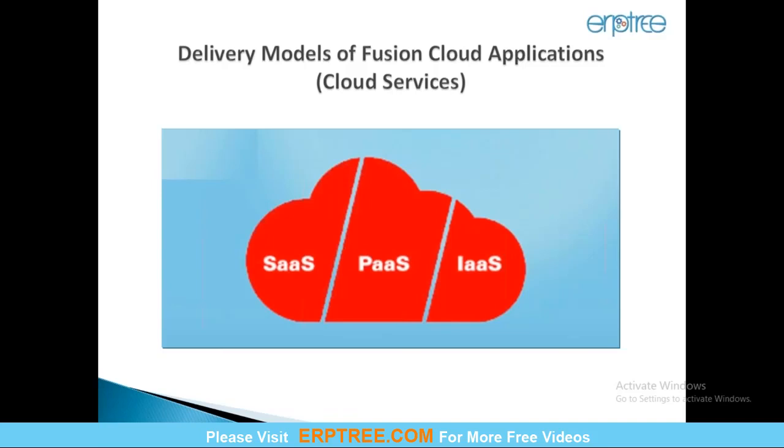Now we will understand the ways of having the cloud application used as an enterprise. These are the delivery models available in Fusion cloud applications, the ones mostly used. We will understand each one of them and try to distinguish them from our traditional ERP system. I'll call out SaaS as the first method of Fusion applications being used for your enterprise.